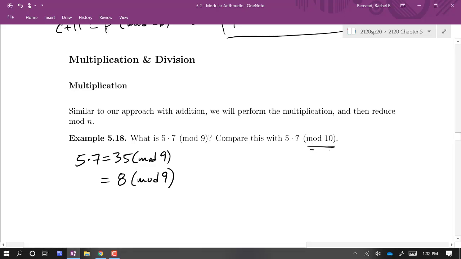But if I did this with mod 10, right, 5 times 7 is still 35, but now I'm going to reduce mod 10. That one's a little easier because multiples of 10 are quick to come up with. This is 5 more than 30, so this is equal to 5 mod 10. Right, so the same idea. Do the operation and then reduce mod whatever, mod 9, mod 10, mod n, whatever your modulus is.